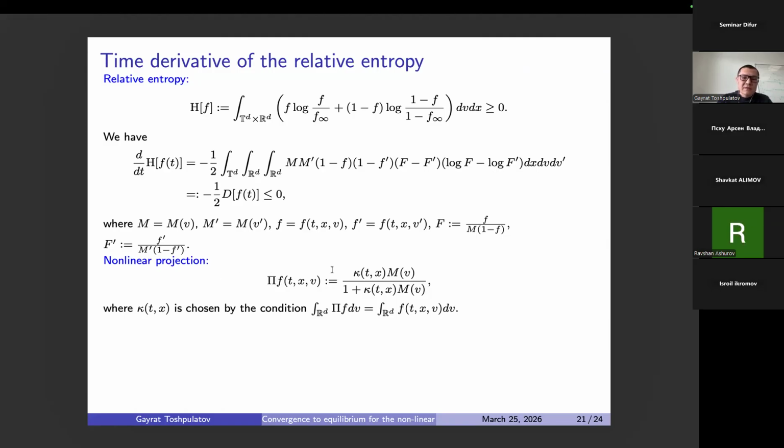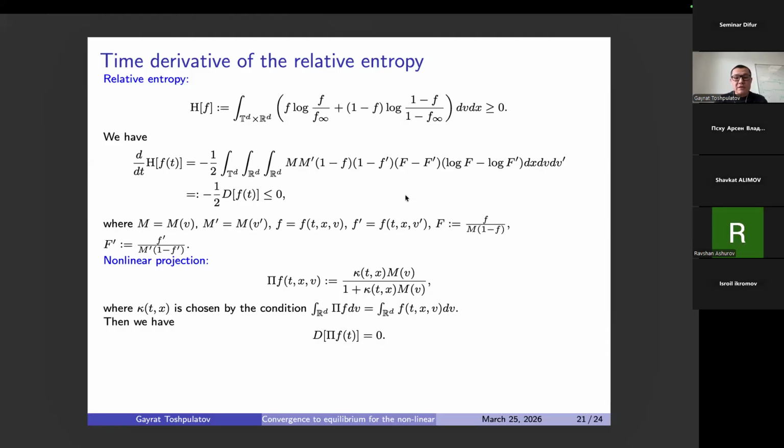So let's define a nonlinear projection operator. P projects f to a function which has this form, where again M is Maxwellian. Kappa is a function of t and x. It's chosen so that the integral of this function with respect to v equals the integral of f. It is an operator defined by this condition. We call it a projection, but you can consider it just as an operator.